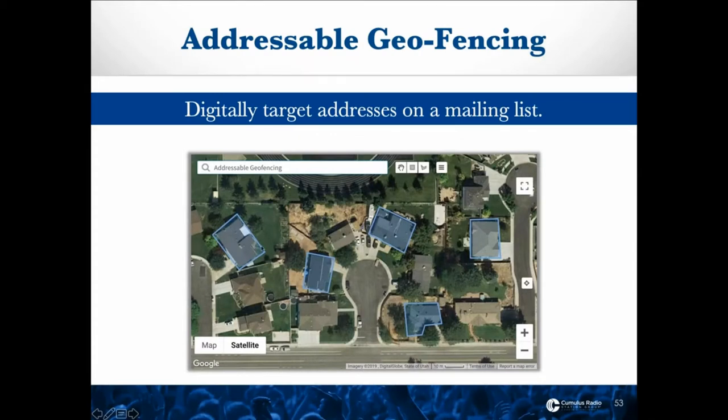But the cool thing is that sometimes we lose the device ID because either number one, they restart their device, maybe they get a new device, and then we lose that, we captured it and then we lost it. But the cool thing about this is, guess what? They live here. So if they get a new device or they reset their device, we can capture it again because they're going to come inside the geofence day after day after day because they live there. So that's the benefit of having addressable geofencing.